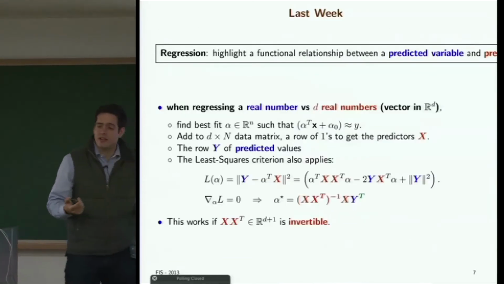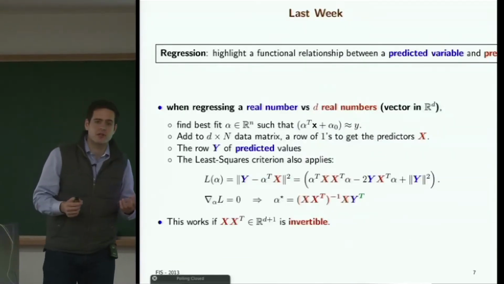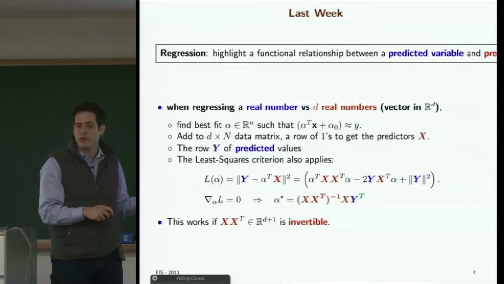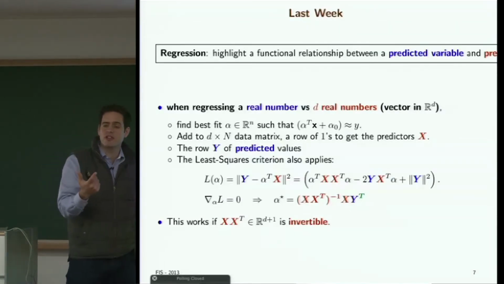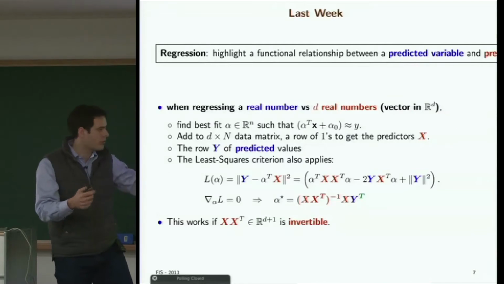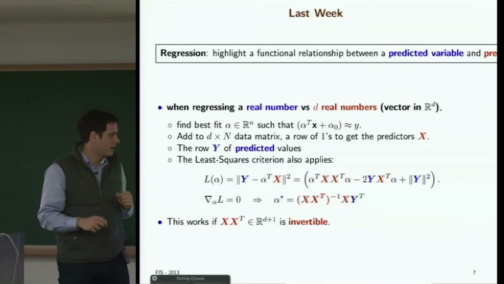We did something very similar, but in a slightly different setting, which is that now we assume that we have one real number that we want to regress versus d real numbers. Basically, our observations x are vectors, and our predicted variable, the one we want to predict, is the number y.